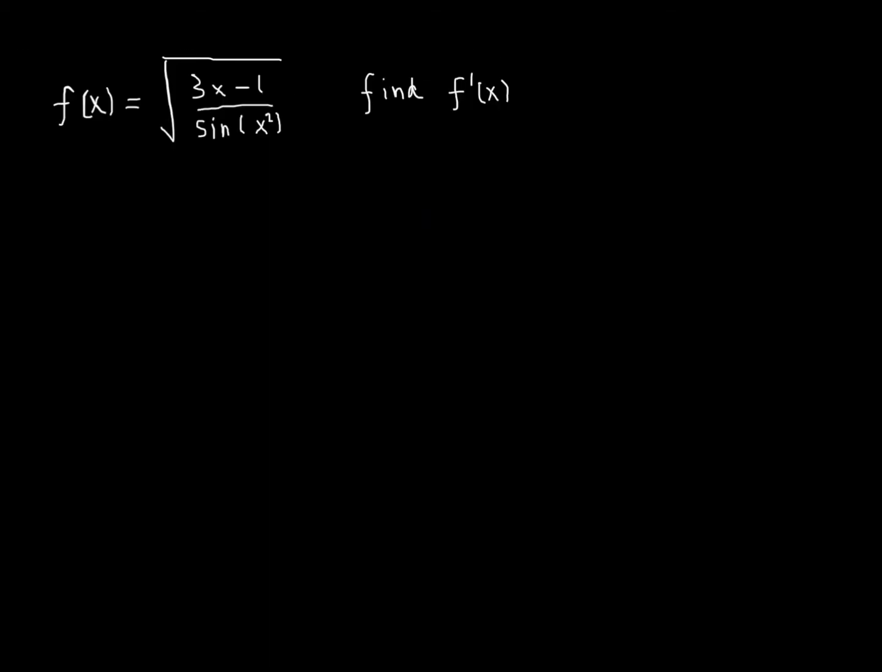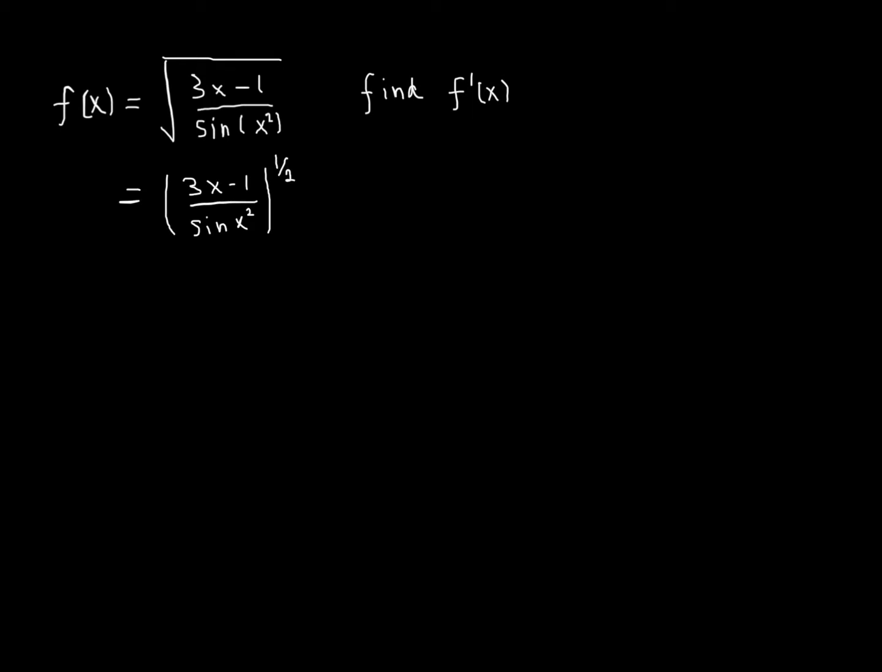All right, so here's my function. It's the square root of (3x minus 1) over sine of x squared. And I can easily see that I'm differentiating with respect to x, and there's really nothing that I can factor out. However, I can change the way that I represent the radical so that I can represent it as a power, which will allow me to utilize my power rule. So that's actually the first thing that I'm going to do. I'm going to rewrite my function as ((3x minus 1) over sine of x squared) all to the 1/2.